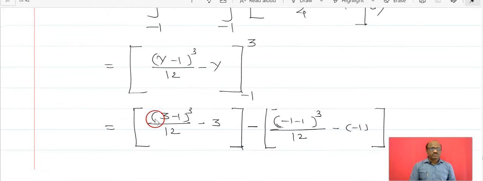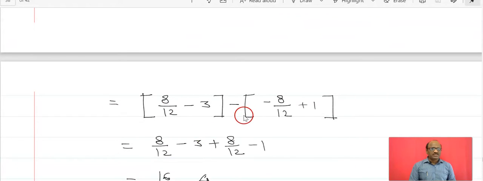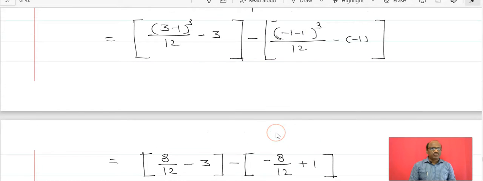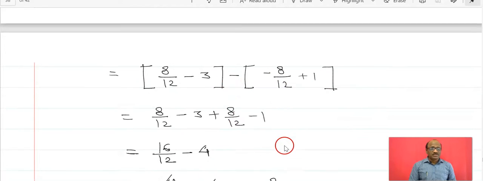Substitute y equals 3: (3 minus 1) cube upon 12 minus 3. Lower limit is minus 1: (minus 1 minus 1) cube upon 12 minus (minus 1). That is 2 raised to 3, which is 8. 8 upon 12 minus 3 minus 8 upon 12 plus 1. If we open this bracket, you will get plus 8 upon 12 minus 1. And that is 8 upon 12 plus 8 upon 12.